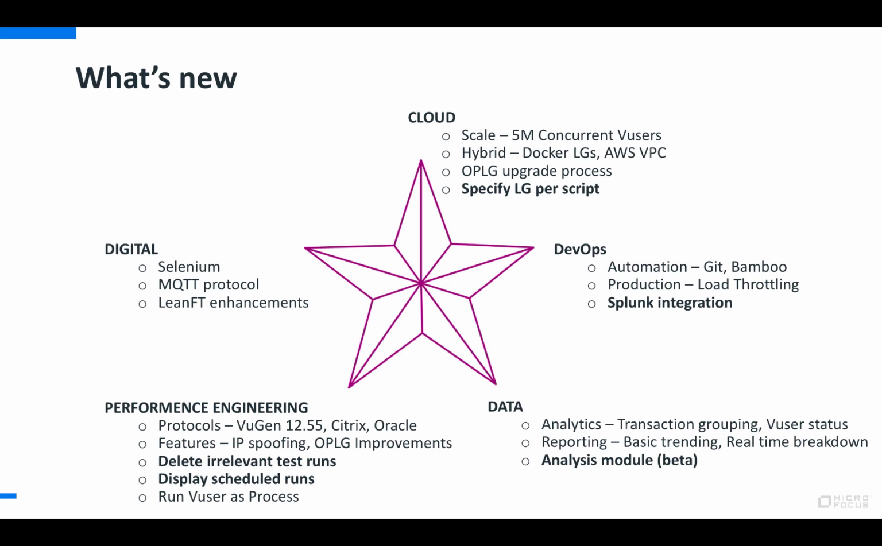From performance engineering, our bread and butter, we added support for VuGen 12.55, Citrix, and Oracle. We added more features that will help you connect and run a test, whether it's IP spoofing or improving our on-premise load generator. We added more options from the user behavior and from the user administrator side to delete irrelevant test runs and to display scheduled runs, and of course, another great feature that we recently added is the ability to run vuser as a process.